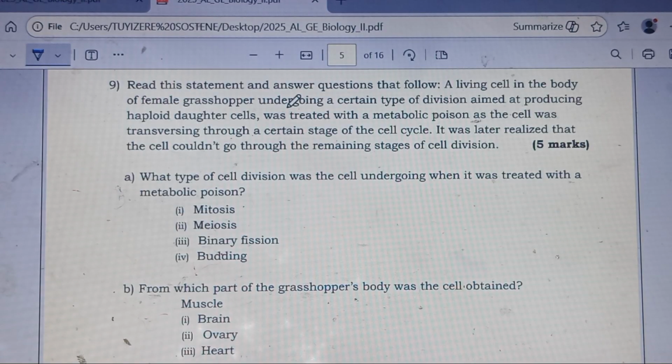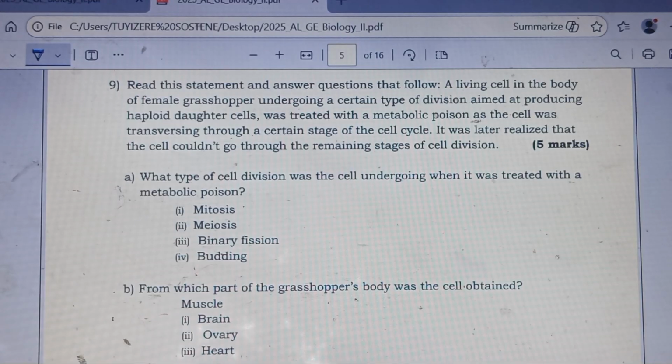Read this statement and answer the questions that follow. A cell living in the body of a female grasshopper, undergoing a certain type of cell division aimed at producing haploid daughter cells, was treated with metabolic poisons as the cell was traversing a certain stage of the cell cycle. It was later realized that the cell could not go through the remaining stages of cell division.